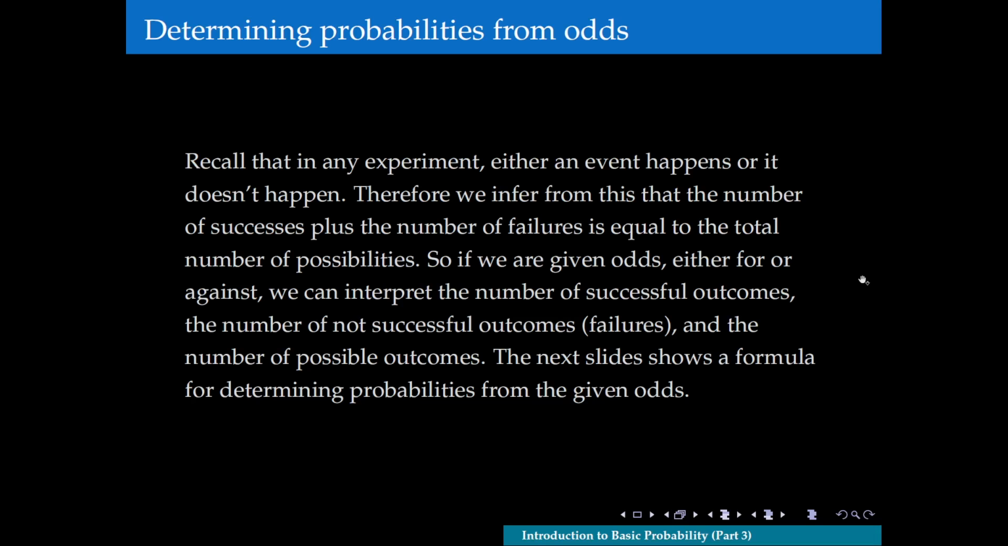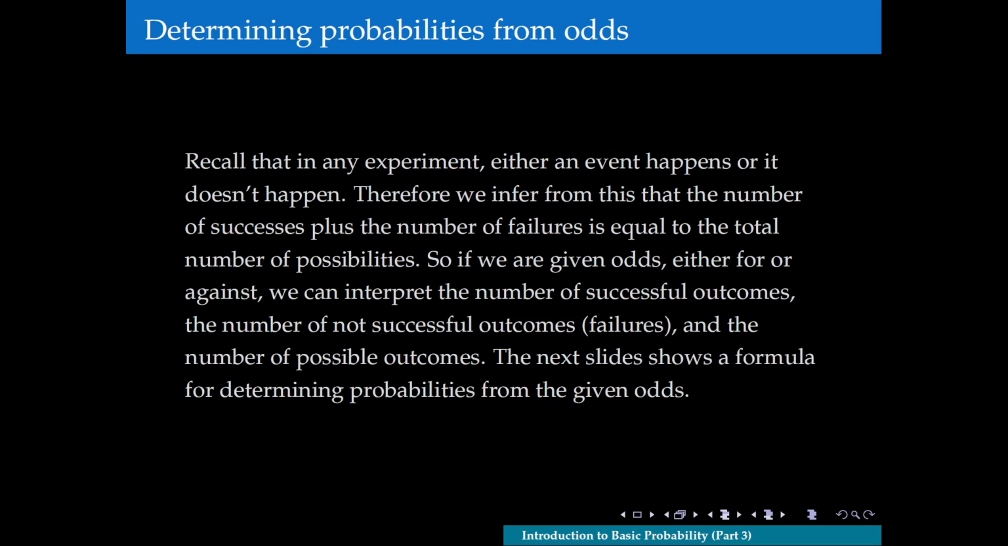So recall that in any experiment, either an event happens or it doesn't happen, right? So therefore, we can infer from this that the number of successes plus the number of failures must be equal to the total number of possibilities, right? We can't have some extra things where it's neither successful nor is it a failure. It doesn't work that way. It doesn't make any sense.